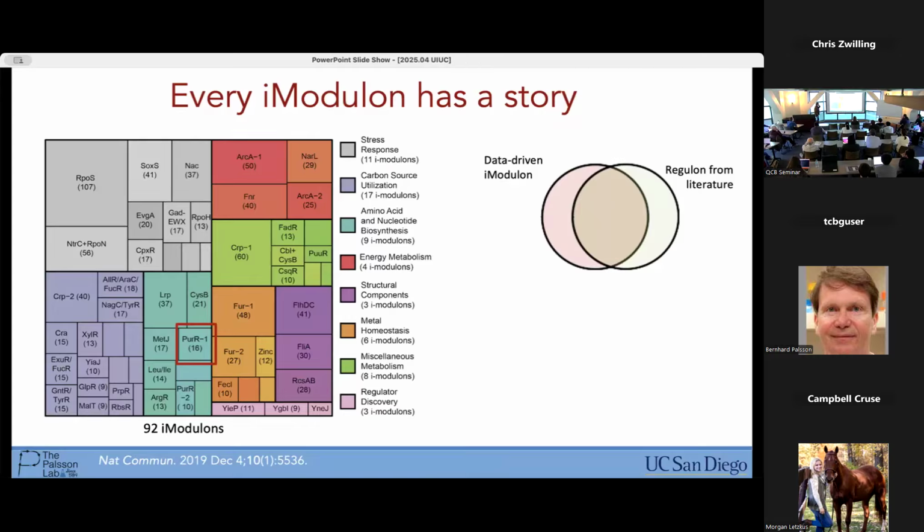Here's a tree map that shows them all. Here is PoolR, for instance, 16 genes. Here are some other metabolic functions. Here are some stress functions and the like. So this is a full story of the transcriptome of E. coli.